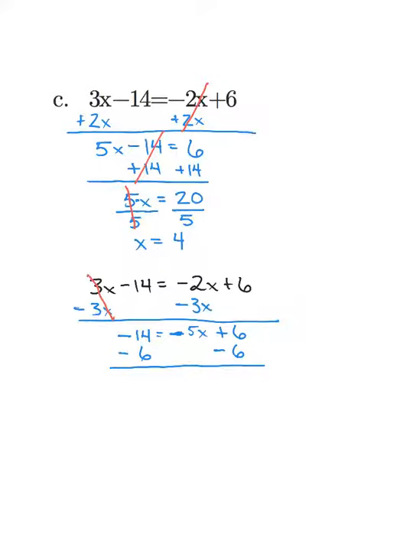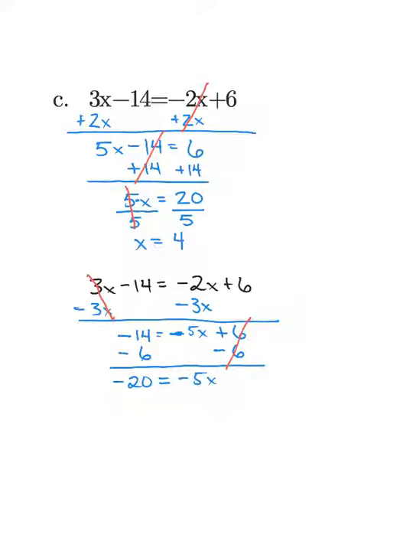On the right side, my 6's cancel. On the left, I am left with negative 14 and negative 6. Again, I want to combine them, so I'm going to add the numbers, keep the sign. We get negative 20 equals negative 5x.